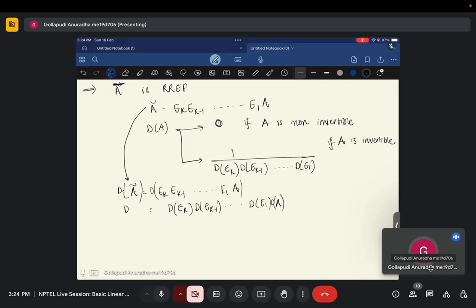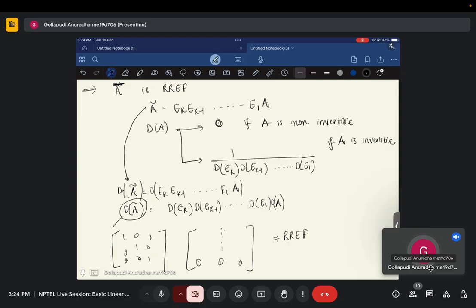Okay, and so reduced row echelon form determinant. As we saw in previous classes, reduced row echelon form will have an identity matrix if it is a full rank matrix. But if it is not a full rank matrix, then there might be some zero rows in the bottom of the row reduced echelon form. I hope you remember this.